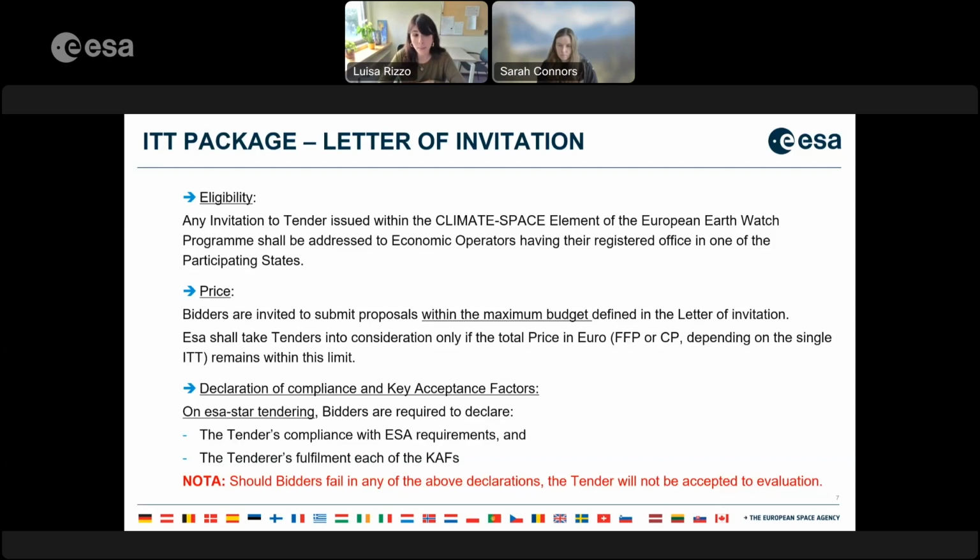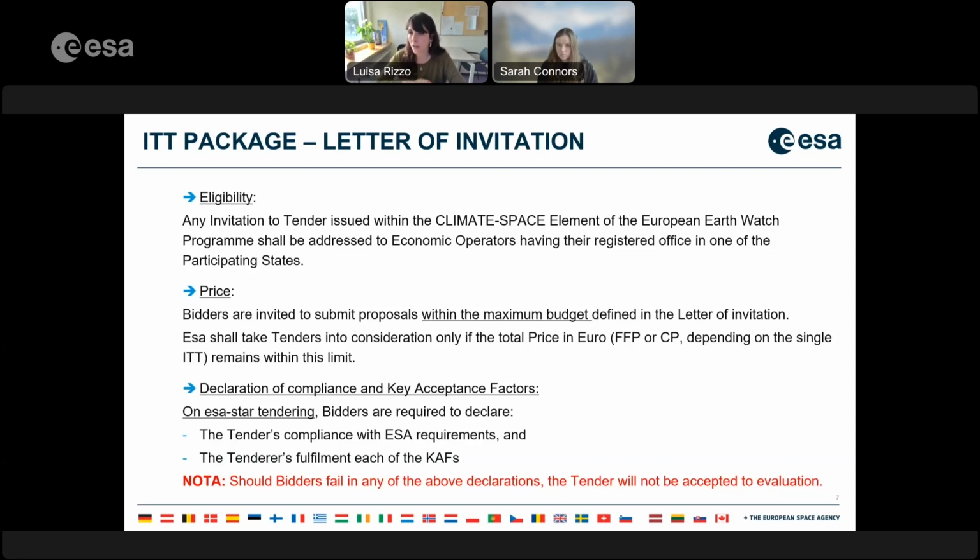The agency shall take tenders into consideration only if the total price, which could be, depending on the contract, an FFP, so a firm fixed price, a price which is defined since day one of the contract and that cannot be amended except for some exemptions, or a ceiling price to be converted into an FFP in case, for instance, of a phased contract, depending indeed on the single ITT, remains within this limit. So please again make sure that your proposal is compliant both with the maximum budget defined in the cover letter and with the price type set in the cover letter.